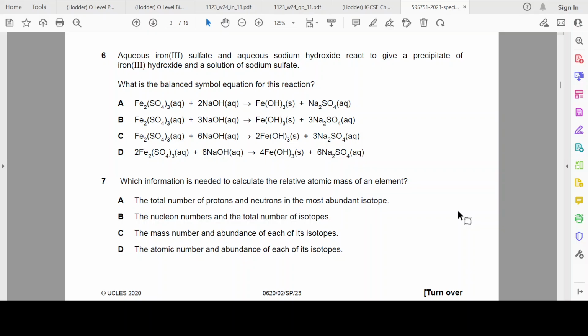Question 7. Which information is needed to calculate the relative atomic mass of an element? Which one did you say, Sobia? Sorry, Haram? B. D.